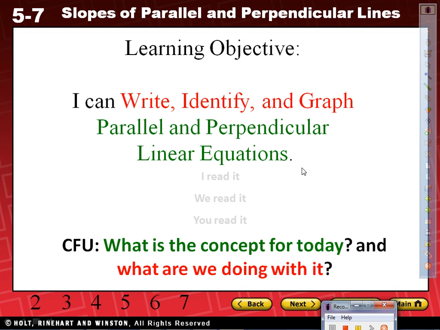Okay, so we already know what linear equations are. We've been graphing these and solving these and identifying slope and y-intercept from them. The only thing that we need to look at today is parallel and perpendicular. What does that mean? And three things that we're going to do: once again, we're going to write, we're going to identify, and we're going to graph.